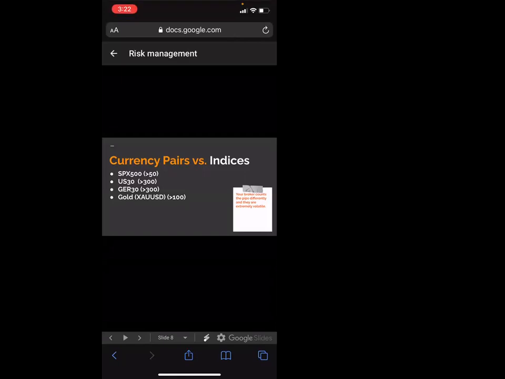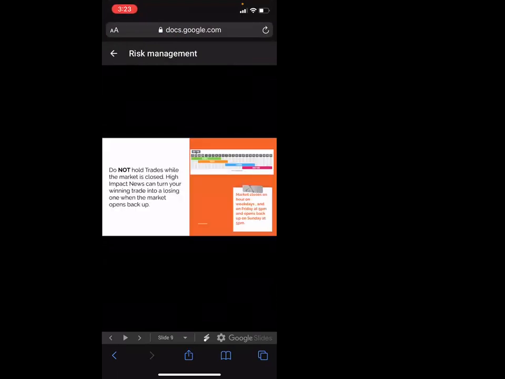So boom, we got SPX 500. You want to have over $50, US 30, you want to have over $300, German 30, over $300, and then for gold, you want to have over $100. All right, so if you need that, you can go ahead and screenshot it. I'm gonna give y'all a couple seconds. Okay, boom. All right.